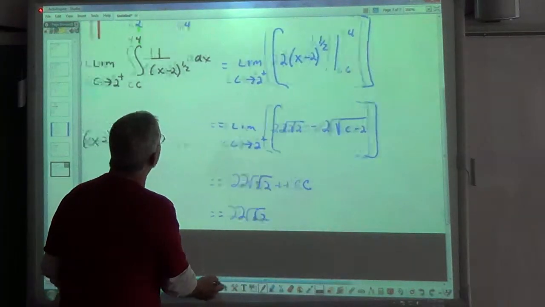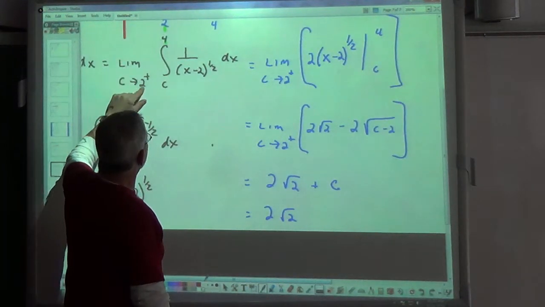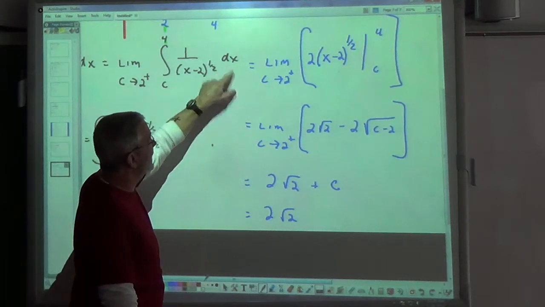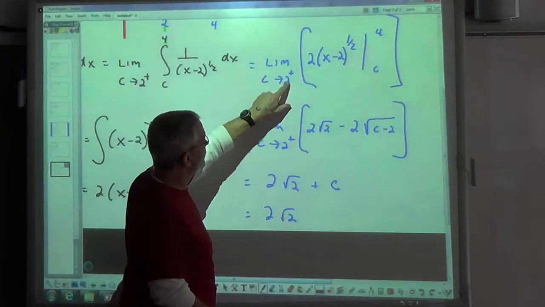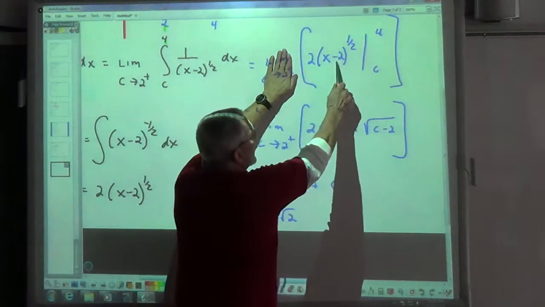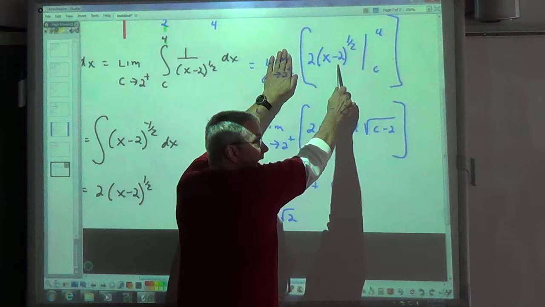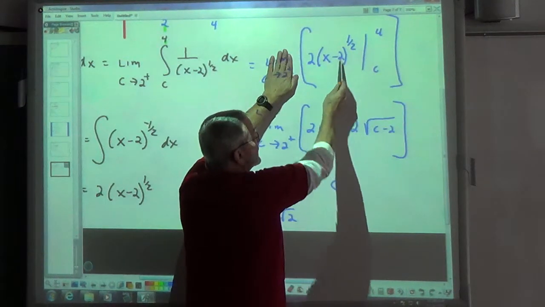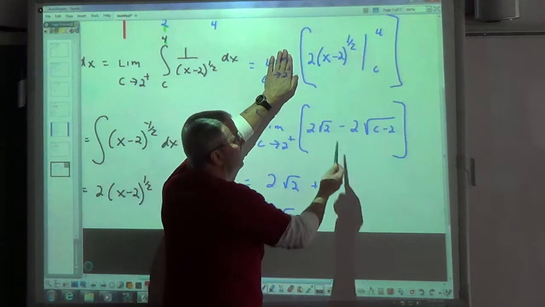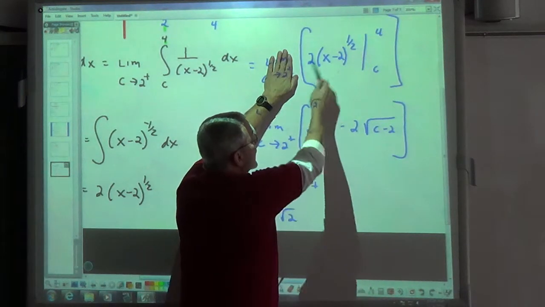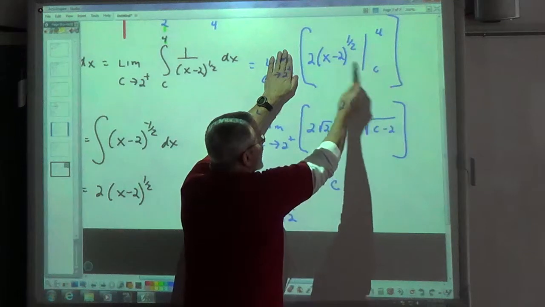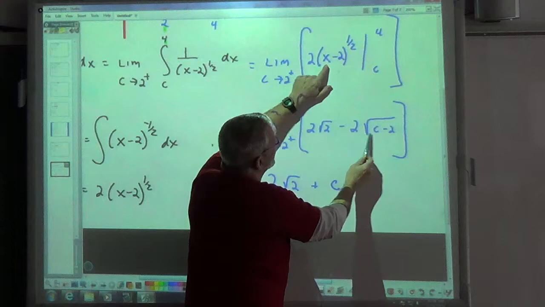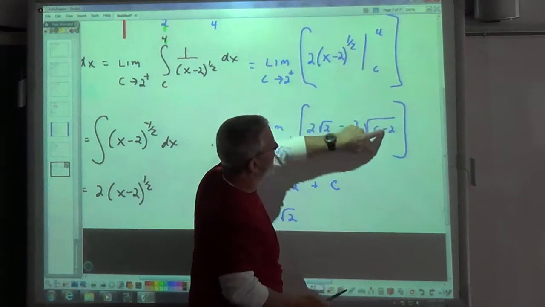So now I'm going to use the fundamental theorem of calculus. The limit as c approaches 2 from the right of the integral from c to 4 of 1 over (x minus 2) to the 1/2 dx is equal to the limit as c approaches 2 from the right of the antiderivative. If I put 4 in, 4 minus 2 is 2, 2 to the 1/2 is the square root of 2, so I have 2 square root of 2. Now if I put c in, I get minus 2 times the square root of c minus 2.